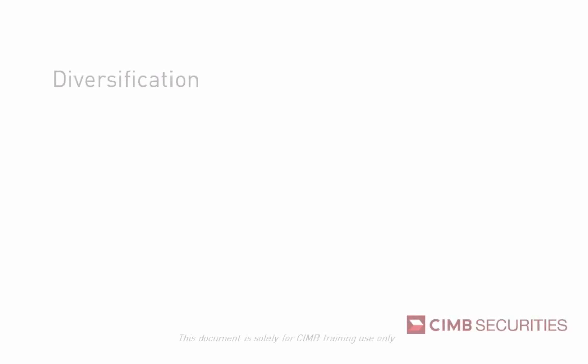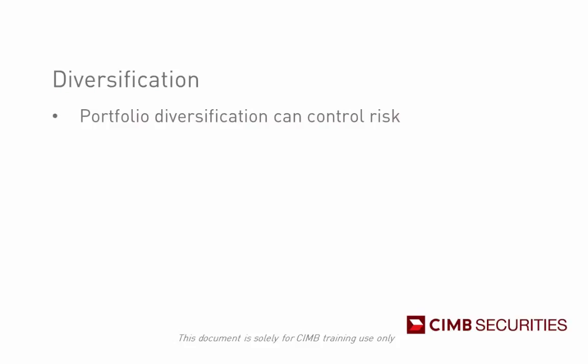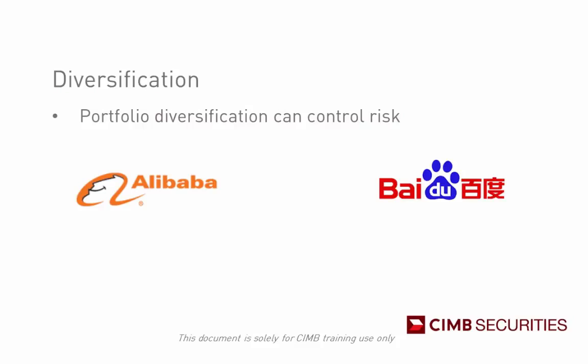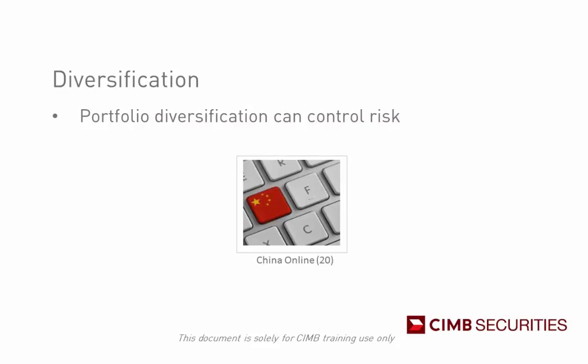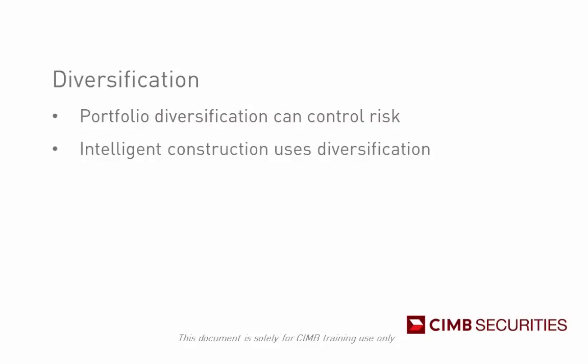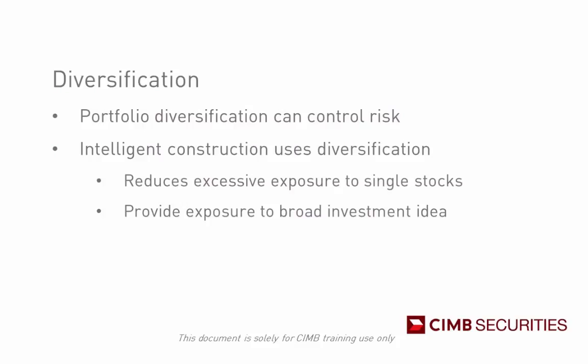In finance, diversification is an important concept as it reduces risk by spreading an investment across multiple securities. You may consider investing into large Chinese internet corporations such as Alibaba or Baidu, but by directly investing into these stocks, you are exposed to other risks within the companies, such as their management, corporate governance, or business strategy. A better way of investing would be to buy the portfolio China Online, which consists of 20 companies operating in this area. Using diversification reduces the single stock risk. The net effect is more exposure to the broader investment idea and improvement in risk-adjusted performance.